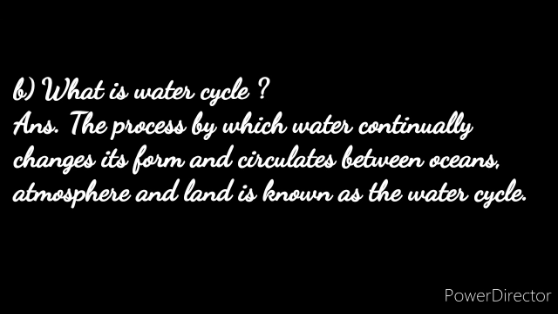Now see the next question. What is water cycle? We have discussed it in definitions also. The process by which water continually changes its form and circulates between oceans, atmosphere and land is known as the water cycle. Means water cycle is a process in which water changes its form and circulates between oceans, atmosphere and land.